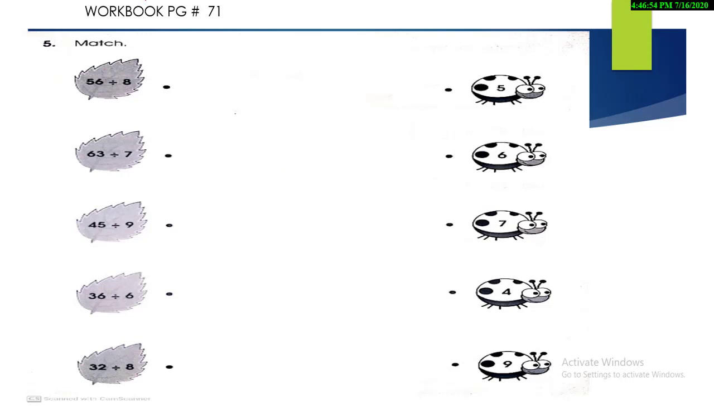Now my students, open your workbook page number 71. This is very interesting because it's just a matching, and matching is very easy for those students who know the tables. I told you that multiplication and division is not possible without knowing the tables. Although I help you to write it down and I tell you tricks as well, learning of tables is very important. So let's start reading it.